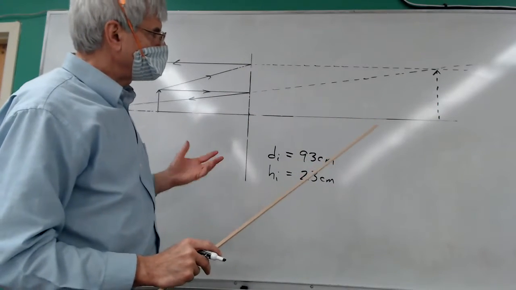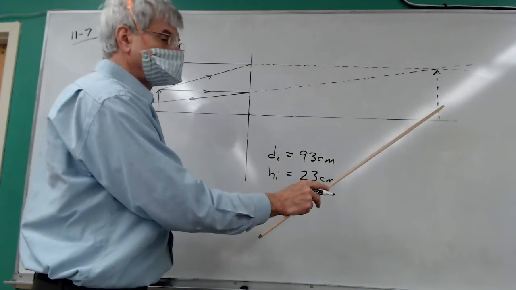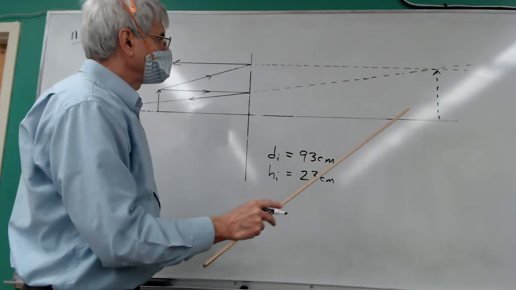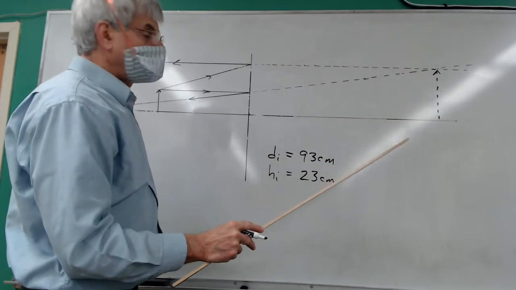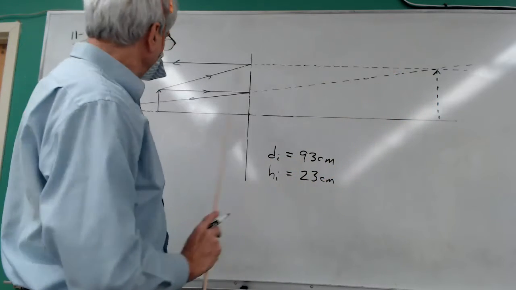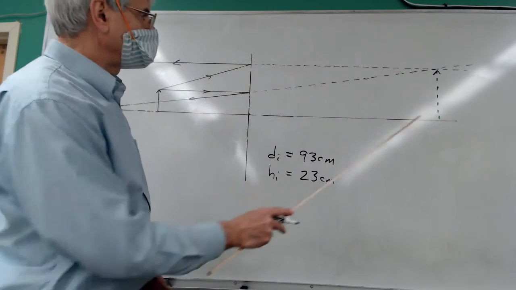As for the character, well, it's a virtual image because the light rays don't actually go there. They just seem to come from there. And it's erect because you look at it and it's right side up. The base was on the axis.